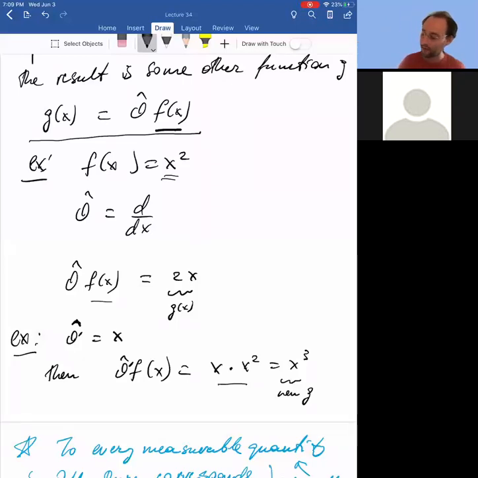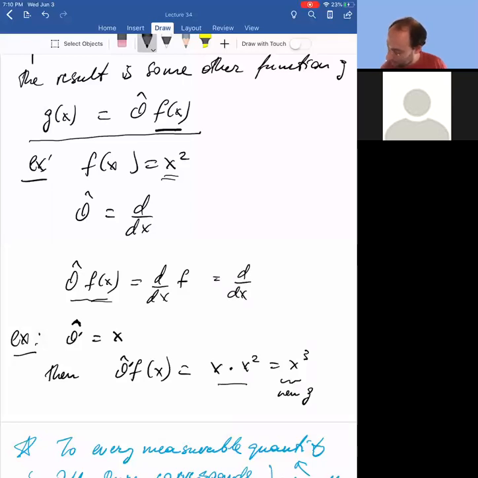So for example, let's say f of x is x squared, and the operator is the derivative operator, d/dx. Then when operator d/dx hits the f, abstractly you write it like this, but concretely, you write it like this, which is what? d/dx of x squared gives you 2x. So here's your g. You start with f, you end up with a different function g.